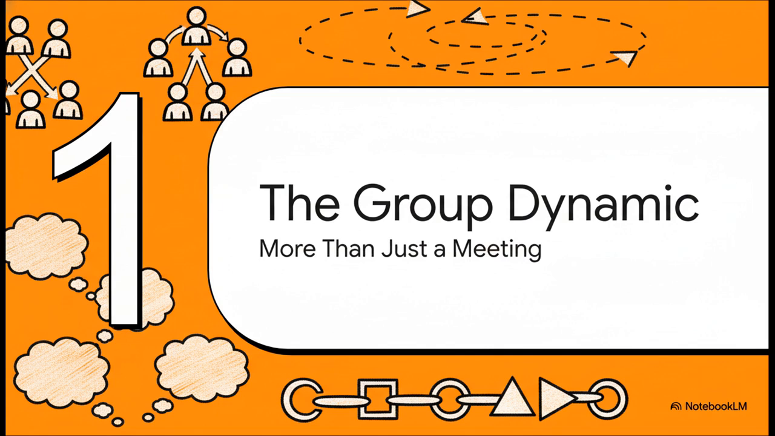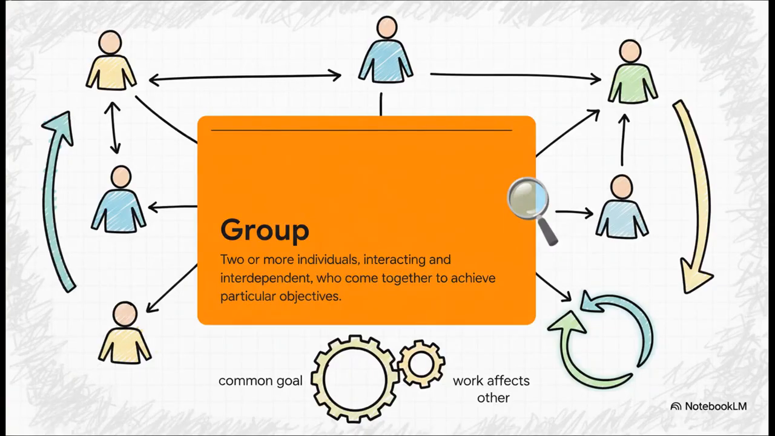So let's start with the absolute basic building block. What exactly is a group? You might actually be surprised by the official definition. The key words here are interacting and interdependent. Just think about it for a second. A bunch of people waiting for a bus.